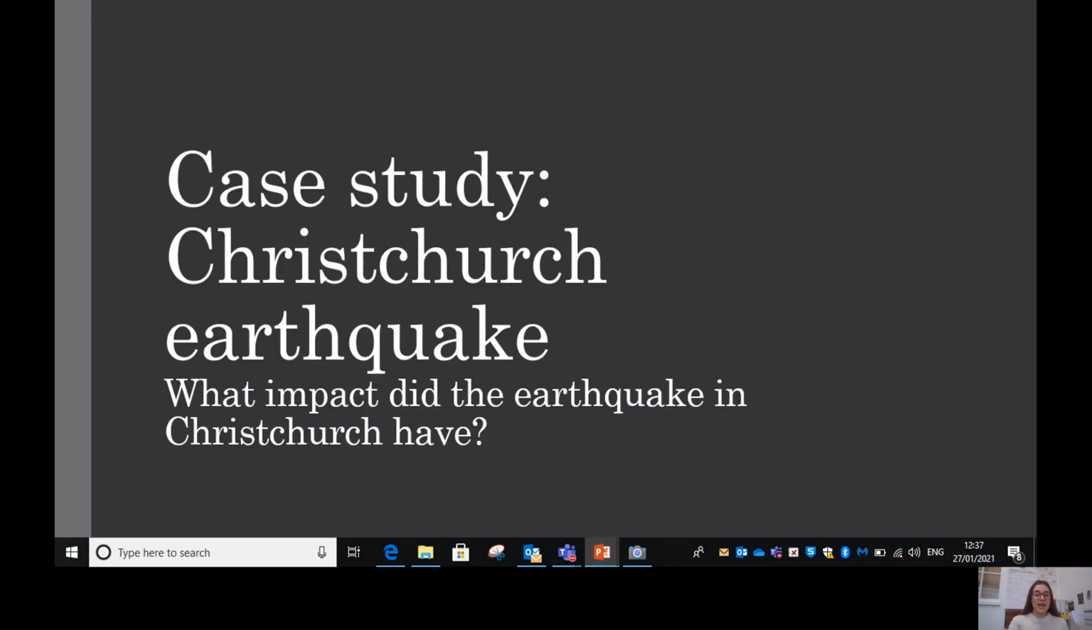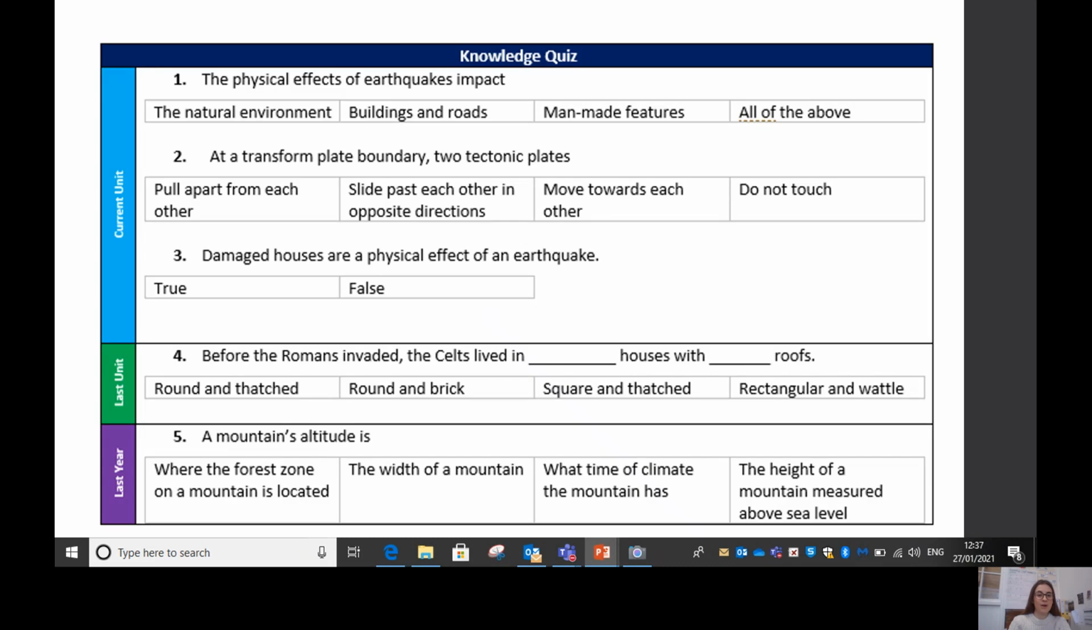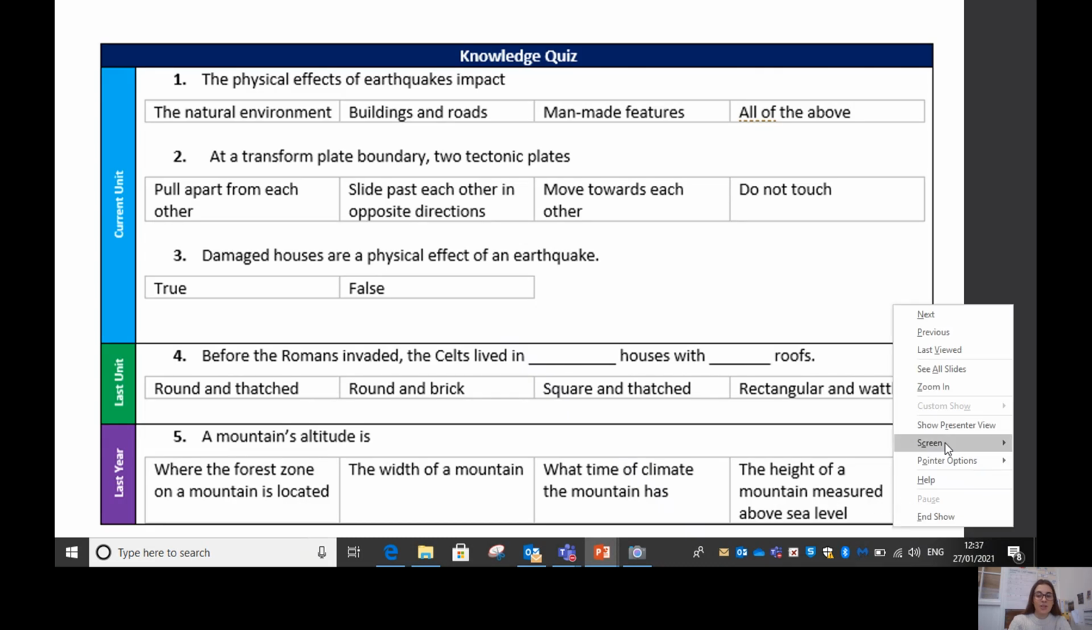So our key question today is, what impact did the earthquake in Christchurch have? Let's begin with our knowledge quiz. Please number 1 to 5 on your page. Pause me and come back when you've completed that. Welcome back. So question number 1.